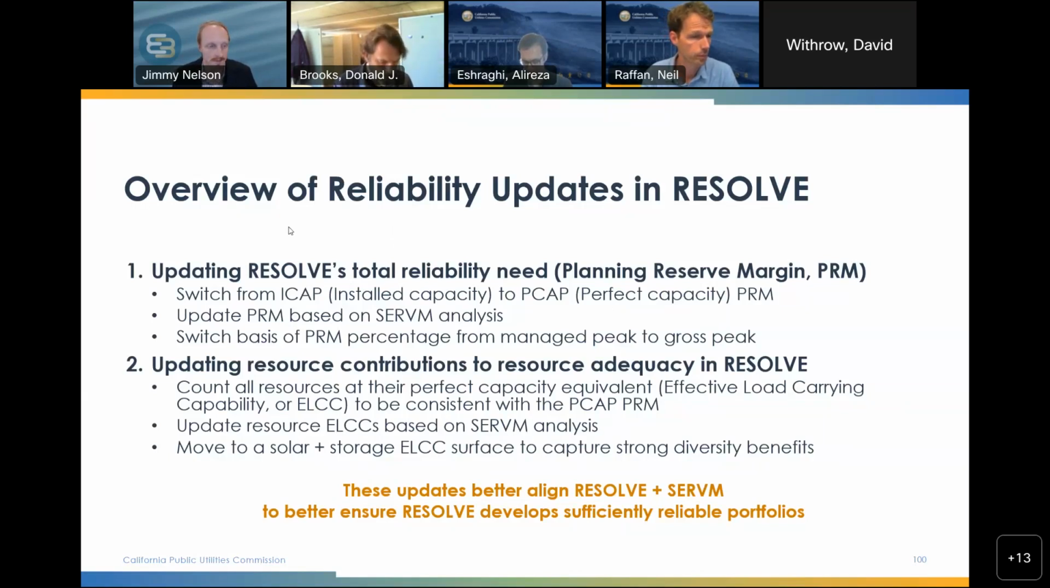And then the second bucket of updates is to update all the resource contributions to resource adequacy in Resolve to, one, be based on SERVM analysis, so loss of load modeling, and also to count all resources at their perfect capacity equivalent, consistent with the change that we did in step 1, changing to a PCAP planning reserve margin. Next slide.